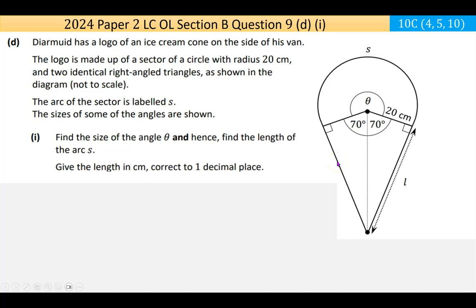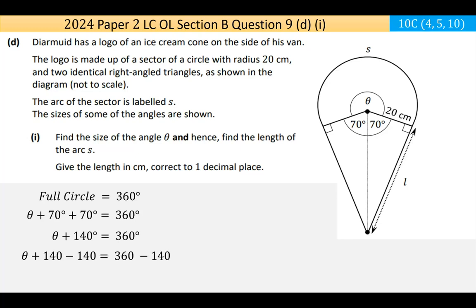Then it says find the size of the angle theta, and hence find the length of the arc S. Give the length in centimeters, correct to 1 decimal place. Okay, so a full circle has 360 degrees. Okay, in this case, the angle theta plus 70 plus 70 is equal to the 360. Okay, now 70 and 70 is 140.